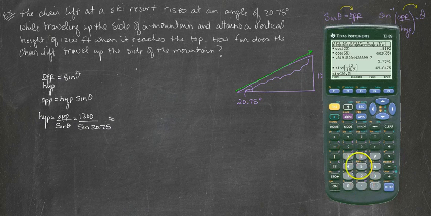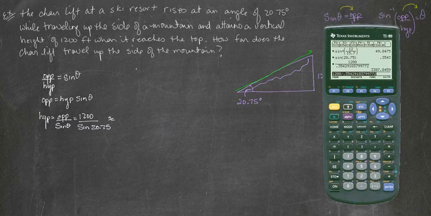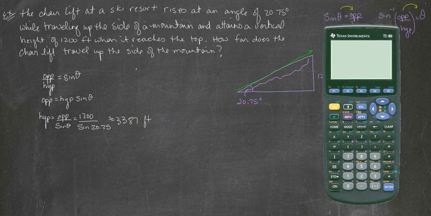20.75 is 0.3543. So 1,200 divided by the sine of theta equals 3,387, and I think that's a close enough approximation when we're talking about feet on a mountain. So 3,387 feet. Good golly, Miss Molly, that was fun.